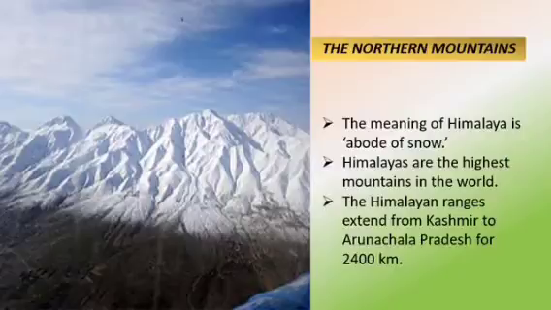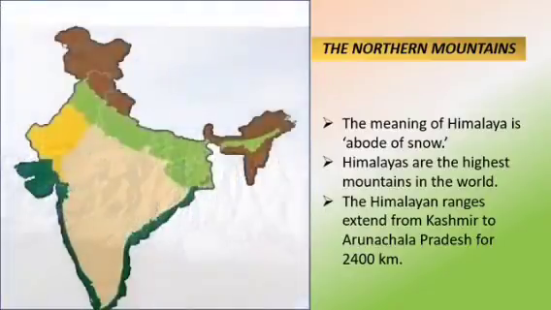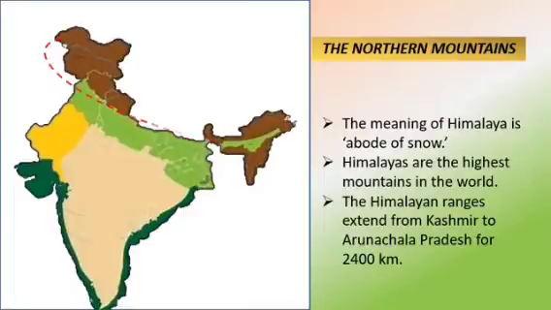The northern mountains are the Himalayan ranges. The meaning of Himalaya is abode of snow. Himalayas are the highest mountains in the world. The Himalayan ranges extend from Kashmir to Arunachal Pradesh for about 2,400 kilometers. Children, what is the meaning of Himalaya? The meaning of Himalaya is abode of snow.